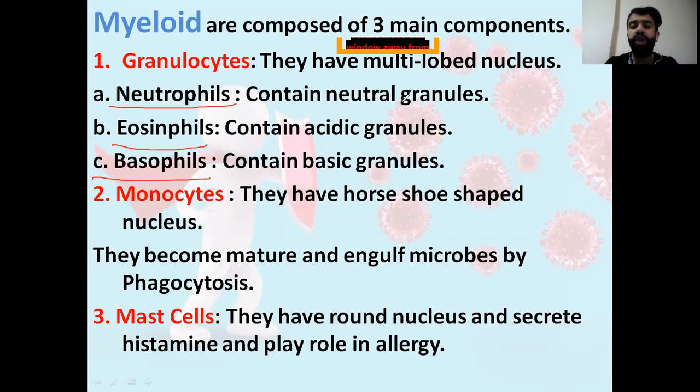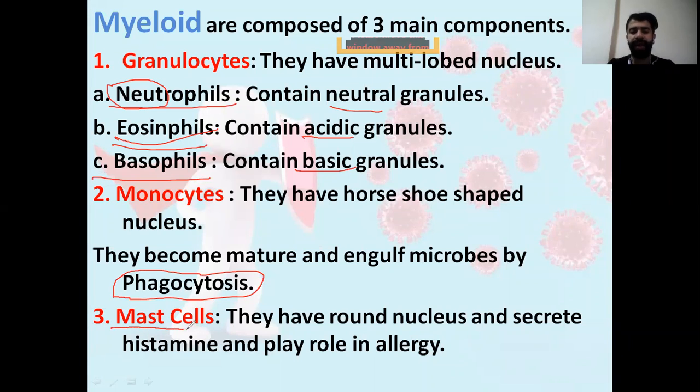Neutrophils contain neutral granules. So neutrophils, neutral. So here is the first one. Neutrophils, neutral granules. Eosinophils have acidic granules. Basophils have basic granules. The second type of the myeloid is the monocytes. As we said before, they have a horseshoe-shaped nucleus and they become mature macrophages and they engulf the microbes or the pathogens by the process of phagocytosis.